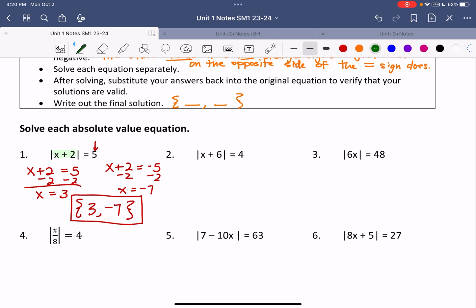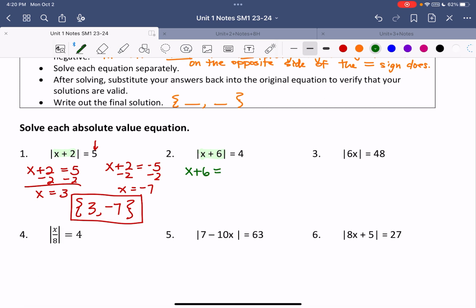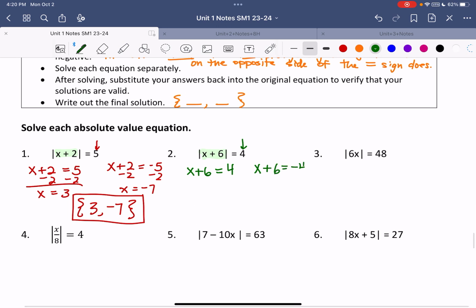All right, so again, we're going to take what is inside our absolute value, our x plus 6. We're not going to change it at all. We're going to set it equal to the positive 4. We're going to take the inside, the x plus 6, not changing anything, and set it equal to a negative 4. Then we solve both equations. So here x is equal to negative 2, and x is equal to negative 10.